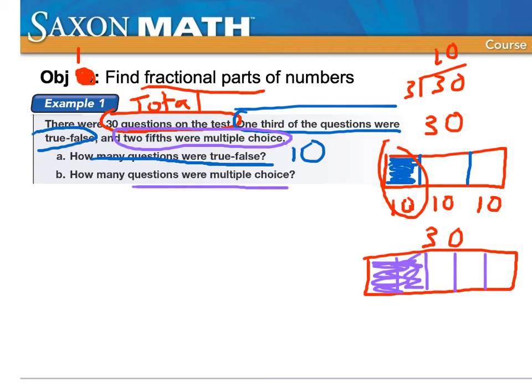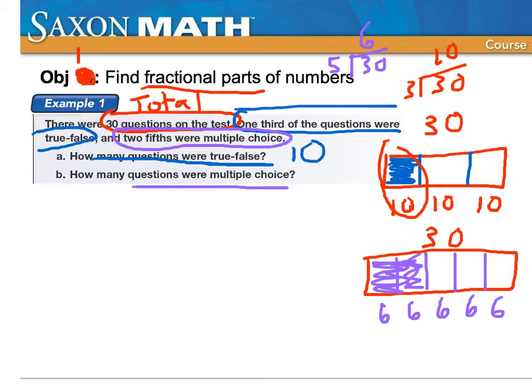Okay? Well, if I break my test apart into 5 parts, I still have 30 questions. Okay, 30 divided by 5 parts. Well, 30 divided by 5 is 6. That means there are 6 questions in each part. Well, if I add each part, 6 plus 6 is 12, plus 6 is 18, plus 6 is 24, plus 6 is 30. That's 30 total questions.